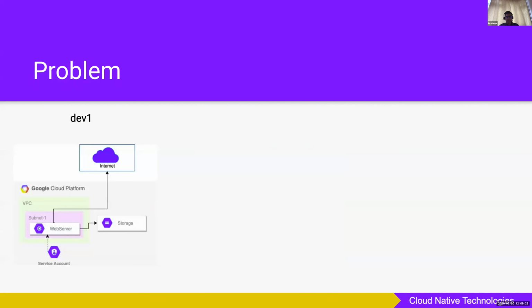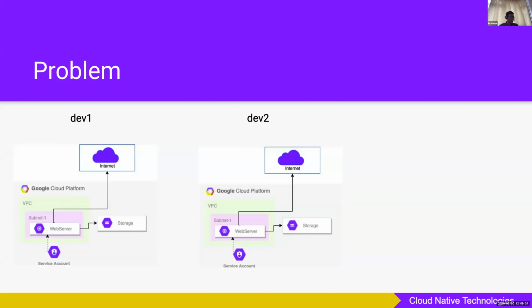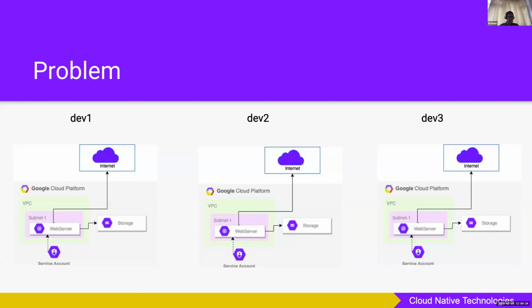Also, if we have one single environment, but let's say we have multiple developers and we want to give a separate isolated environment to each of them, then again we need the same infrastructure again and again. And to do that with Terraform, the first thing is, okay, let's copy the code and give the same code to everyone and they can run the code.